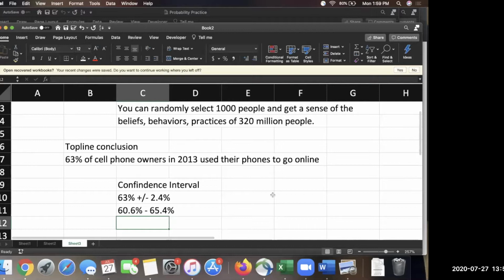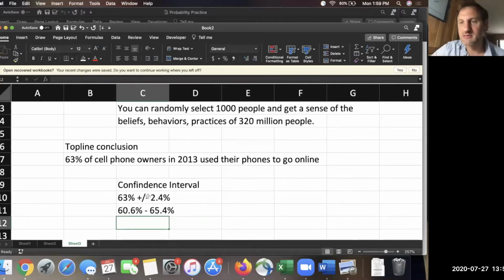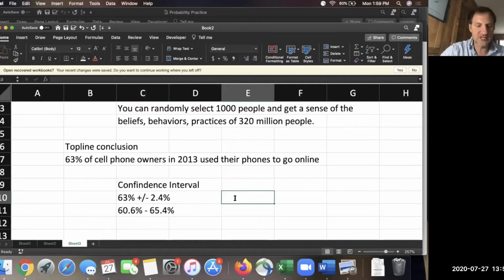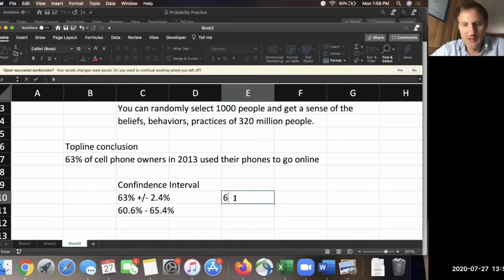Absolutely not. Okay, this says plus or minus, right? So one thing I did was I took 63% and I added 2.4%. What's that make?